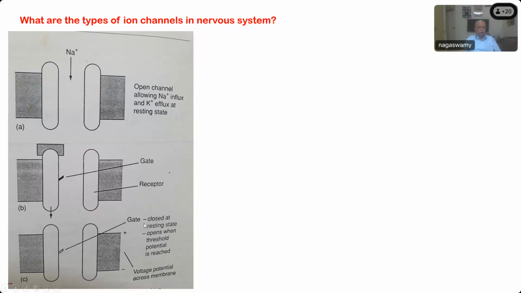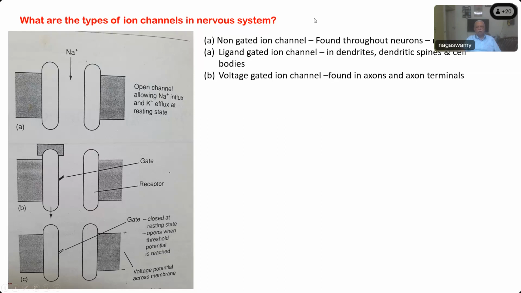The third is what is called the voltage gated channel. It is closed at resting stage and opens when the threshold potential is reached. That is, when the voltage becomes more positive inside and depolarization starts, then it opens and allows ions to pass through. The non-gated ion channel is found throughout neurons and is essential for maintaining the resting membrane potential. The ligand-gated ion channels are present in dendrites, dendritic spines, and cell bodies. And the voltage-gated ion channels are found mainly in the axons and axon terminals. So their location is very, very important.